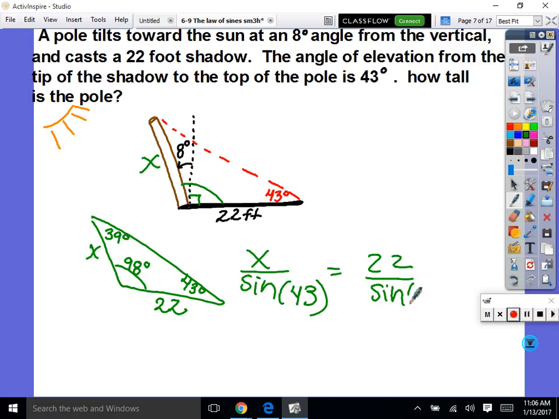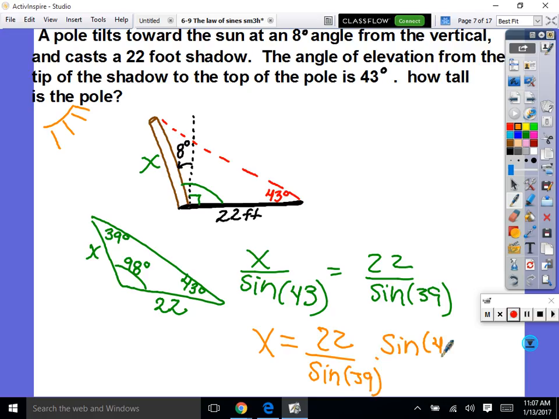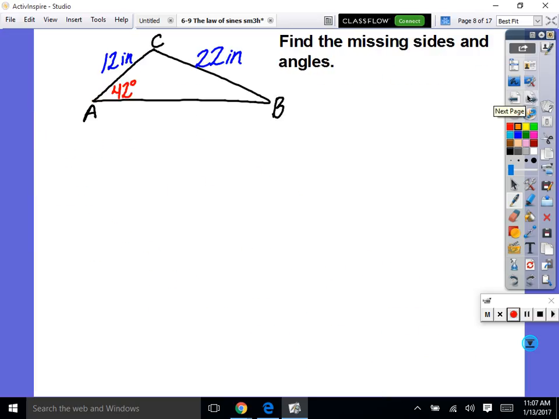And now it's just algebra to get x alone. So it's pretty straightforward. Multiply both sides by sine of 43. So we're going to have 22 over the sine of 39 times sine of 43. So x is equal to 23.8 feet. Questions on that? Pretty good, right? Not bad at all.